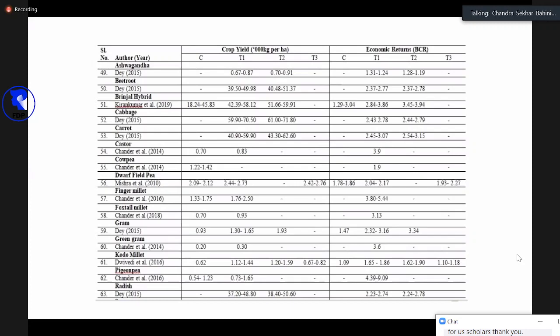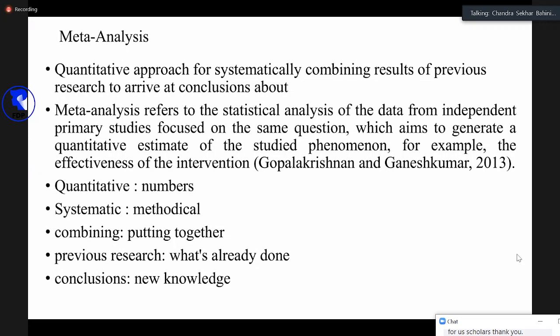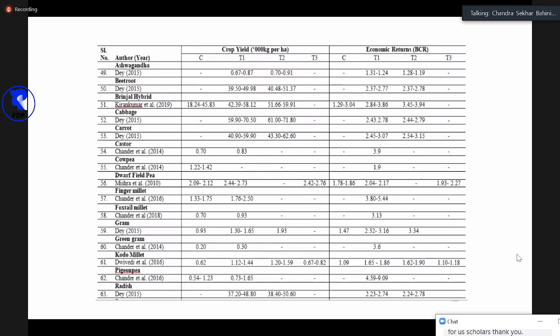Okay, so this is the way we are doing the systematic review. So what is meta-analysis? Remember that meta-analysis is a part of the systematic review. Meta-analysis does not stand separate. Once you have done the systematic review, here we have some figures. These quantitative figures we can take and do the meta-analysis.